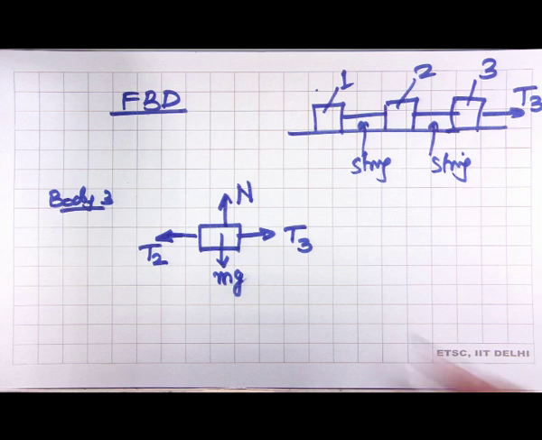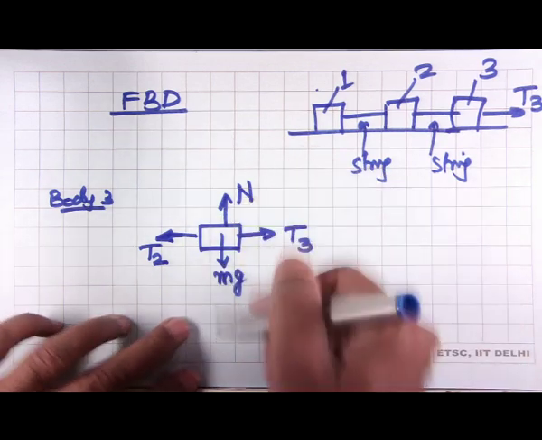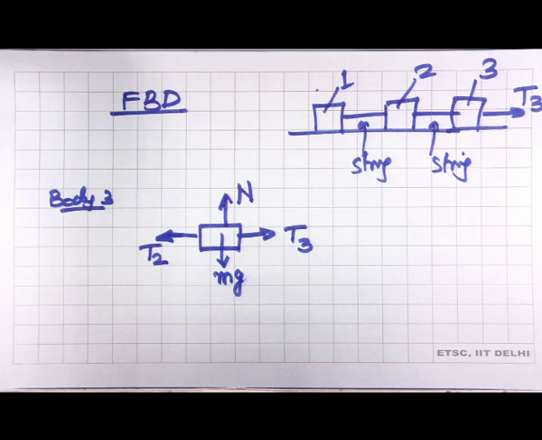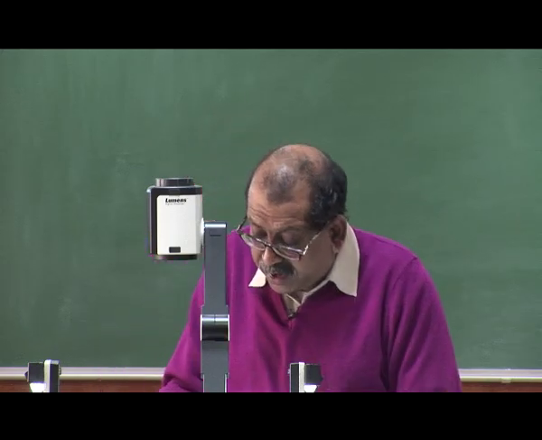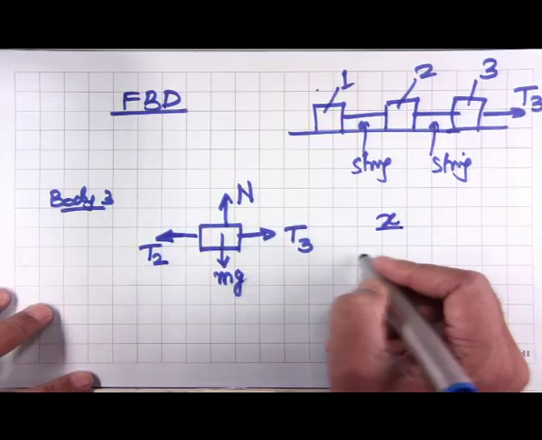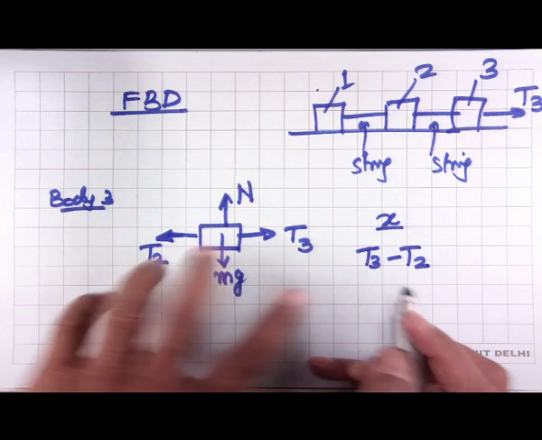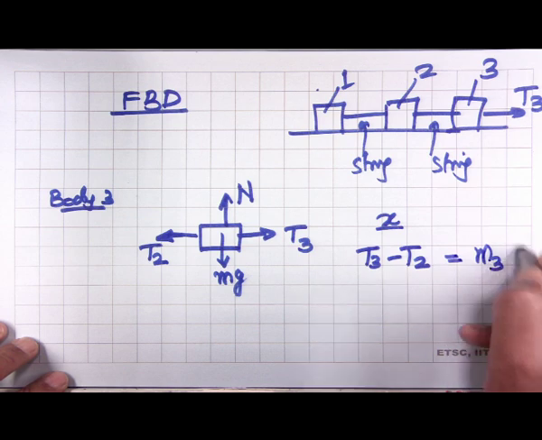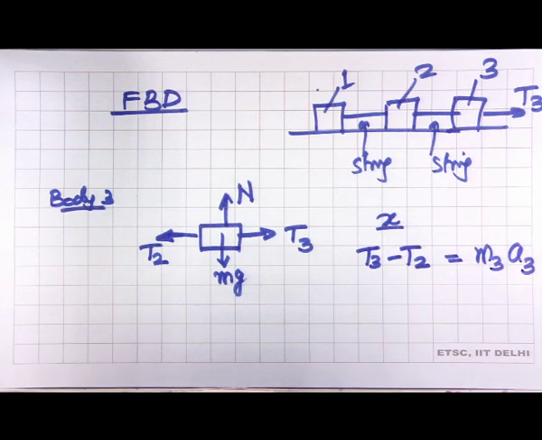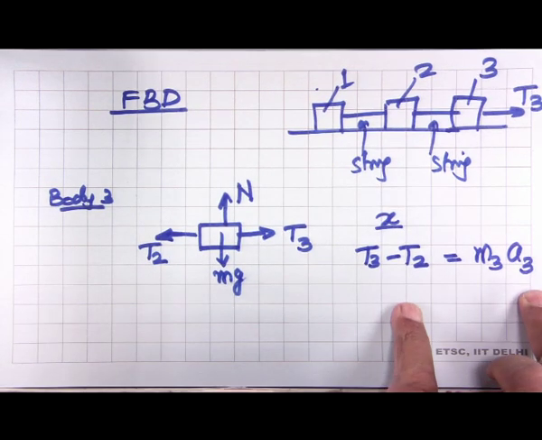So, this is the free body diagram of body 3, and if we look at this, then in the y direction normal reaction and weight balance each other. So, that is the equation, we do not get anything. In the x direction what we get is T3 minus T2, this is the net force in the x direction, and this must be equal to M3 times A3. So, this is the equation which I get. I first draw the free body diagram, then I write the equation.